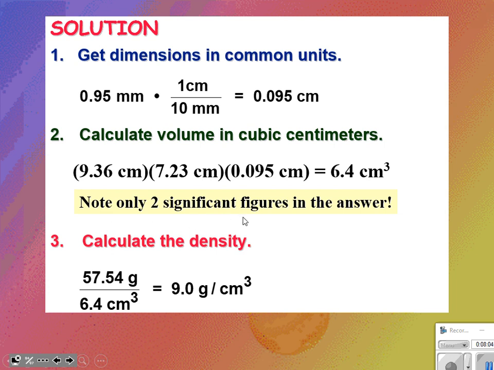Now, why are there only 2 sig figs? Why are there only 2 sig figs in this problem? Who can tell me that? Parker? We're doing multiplication and division, right? So we look at the smallest number of sig figs. And in this case, the 0.95 millimeters was our smallest amount, right? So that is why we have 2 significant digits.